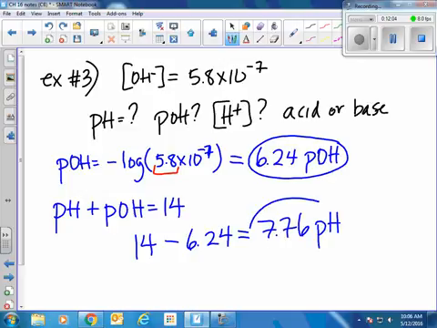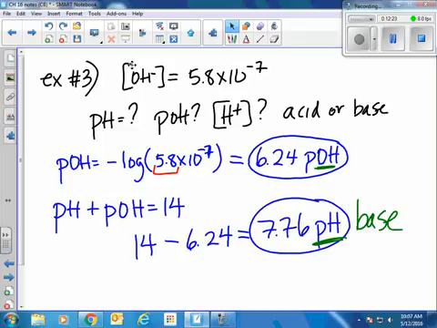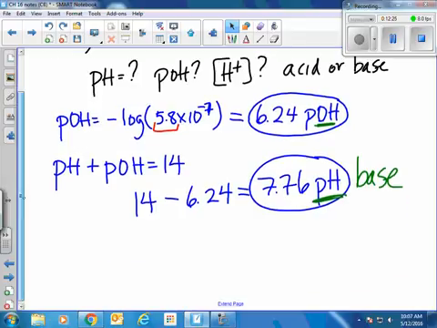pH. Now, to answer the question of whether it's an acid or a base, I cannot look at this one because my pH scale is not based on the pOH. It is based on my pH. So because this is greater than 7, I can say that this is a base, and it's actually a very weak base. So then the last question I have is the hydrogen ion concentration.